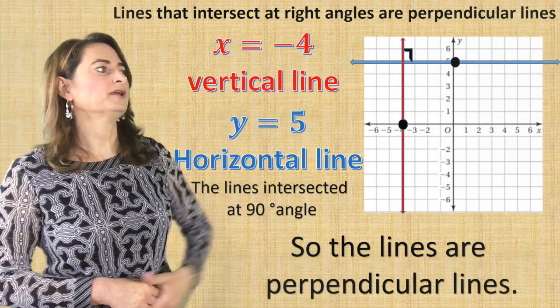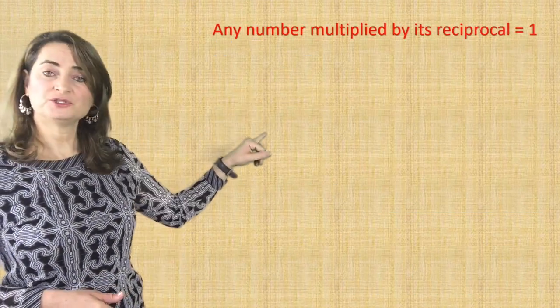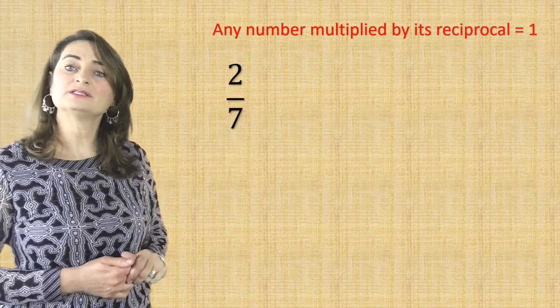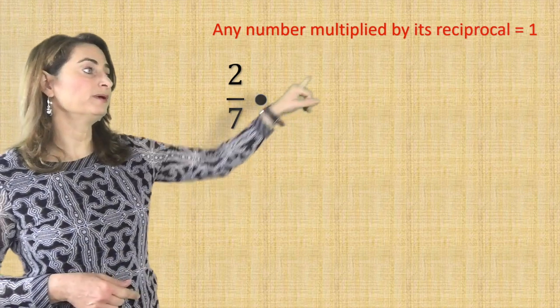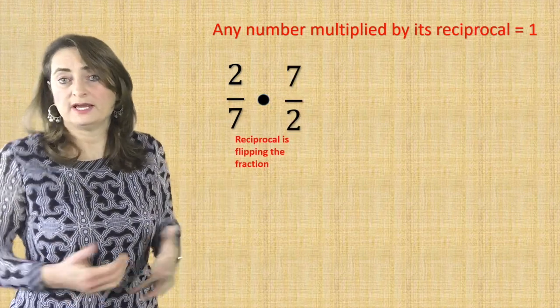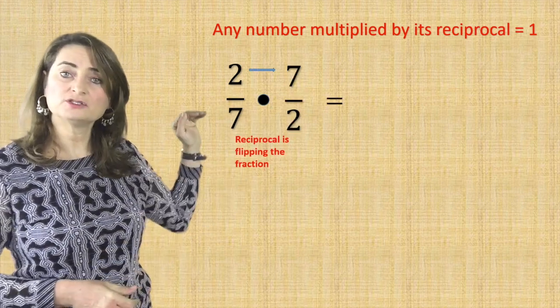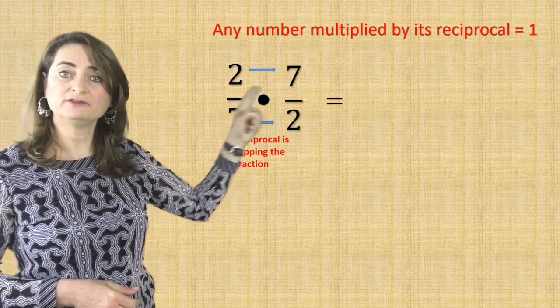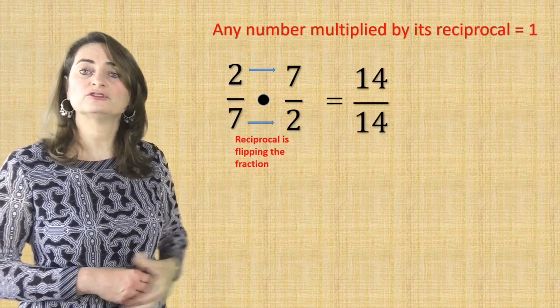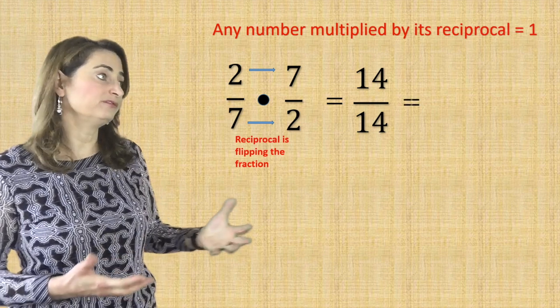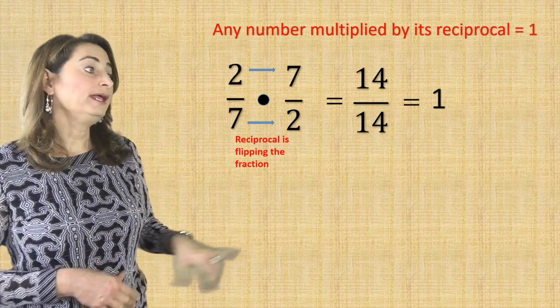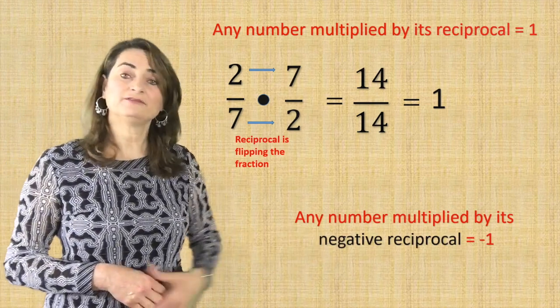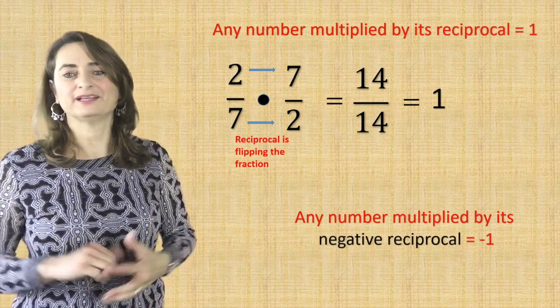Any number multiplied by its reciprocal equals 1. Here's a fraction, 2/7. If I multiply it by its reciprocal, and a reciprocal is flipping that fraction, so multiply it by 7 over 2, what does that give you? To multiply fractions, you multiply across. 2 times 7 and 7 times 2 gives you 14 over 14. Simplify that, which is 1. 14 divided by 14 is 1. Any number multiplied by its negative reciprocal equals -1.